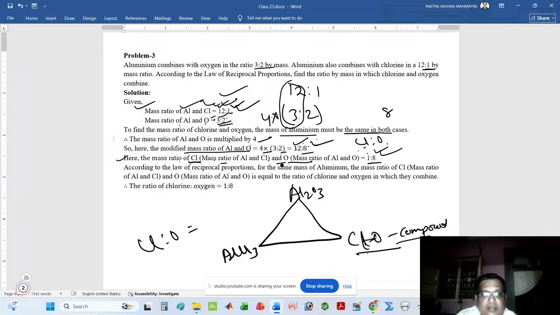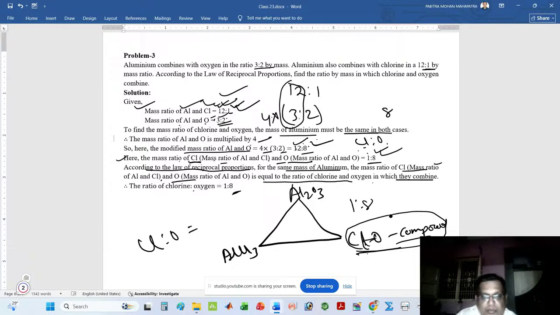Since in this problem the data obey the law of reciprocal proportion, here I can say that according to the law of reciprocal proportion, for the same mass of aluminum, the mass ratio of chlorine that comes from the mass ratio of aluminum and chlorine, and oxygen that comes from the mass ratio of aluminum and oxygen, is equal to the ratio of chlorine and oxygen in which they combine. Now here I can say that the ratio of chlorine and oxygen is 1 is to 8. That means the chlorine oxygen compound must maintain the chlorine oxygen ratio of 1 is to 8.